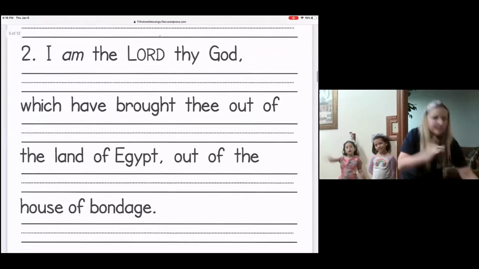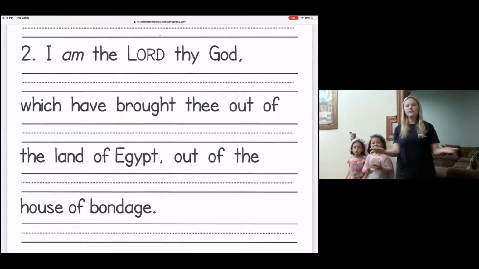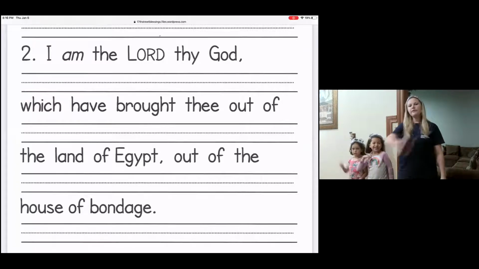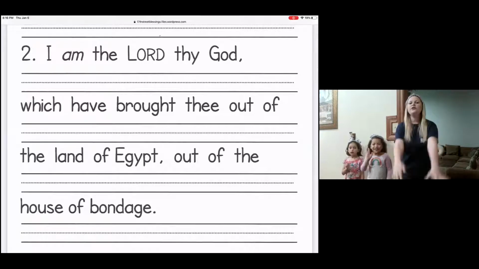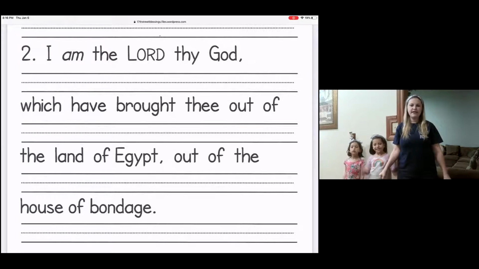And God spake all these words, saying, I am the Lord thy God, which has brought thee out of the land of Egypt, out of the house of bondage.